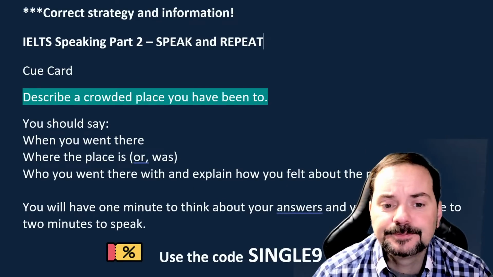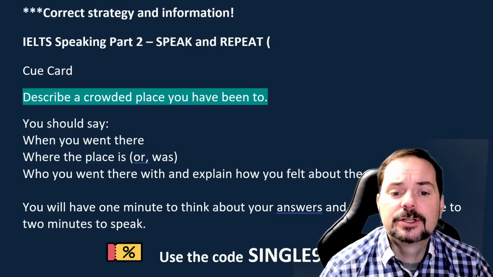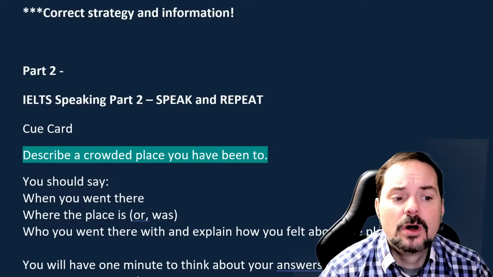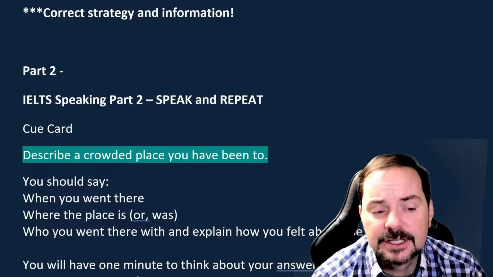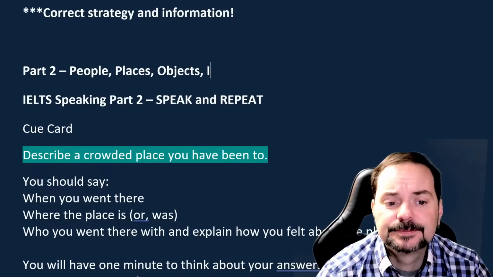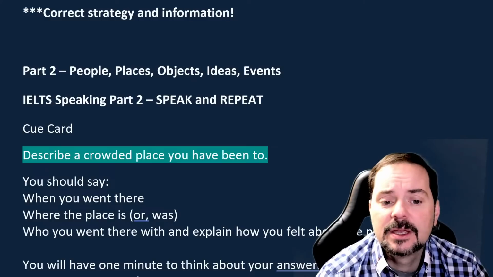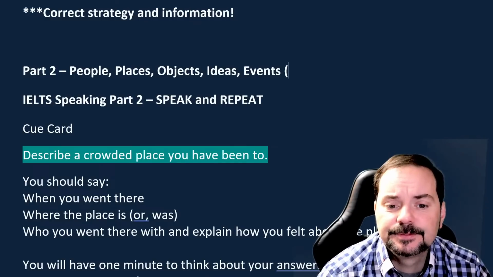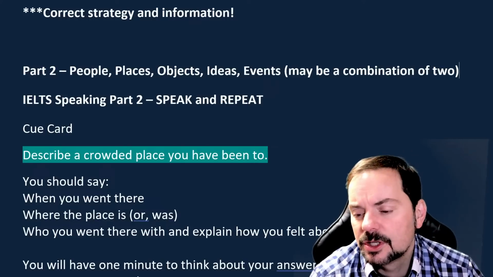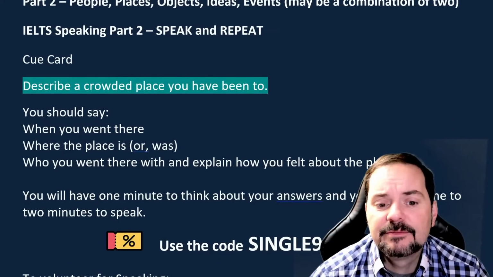Now, again, for those of you taking the IELTS, do know that Part 2 mostly focuses on one of 5 different kinds of topics, either people, places, objects, ideas, or events. Okay? And sometimes it's a combination. A combination of 2, usually never more than that. So here, it's describe a crowded place you have been to.